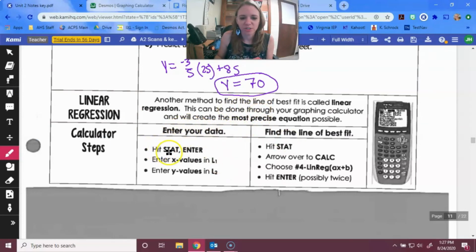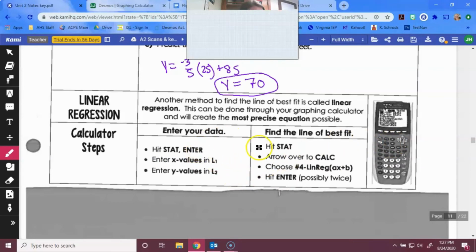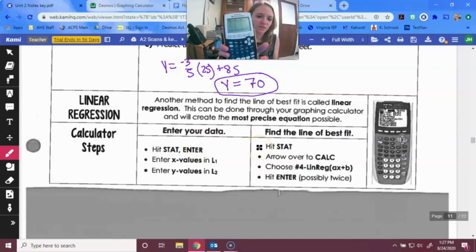So the first thing you're going to do is push stat. Stat is right here in the middle of your calculator, just to give you an idea. So push stat, and then push enter, and then you're going to see list 1, list 2. If you have numbers already in there, put your cursor all the way up to L1, so L1 is in black, and then push clear, and then enter. It'll automatically delete all the values in there, so that's a quick way to delete all of your numbers: highlighting the list name and then pushing clear and then enter.